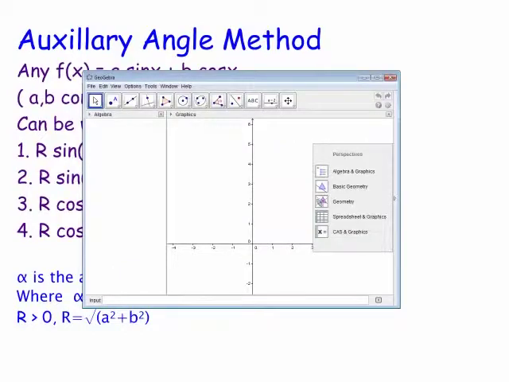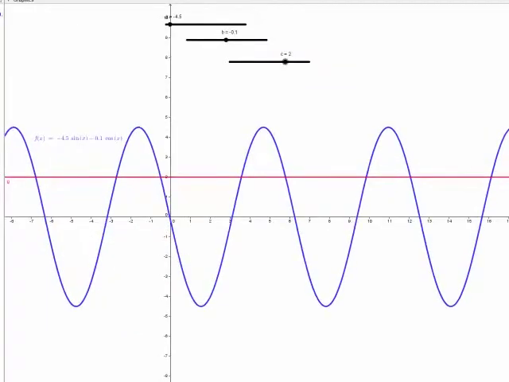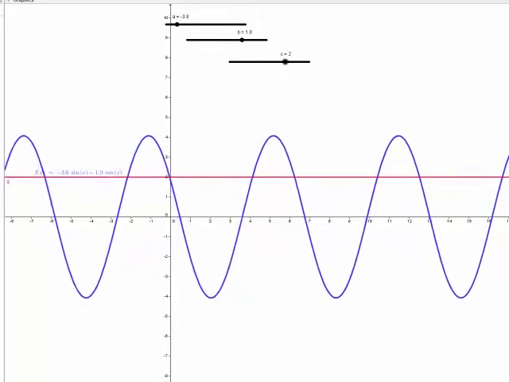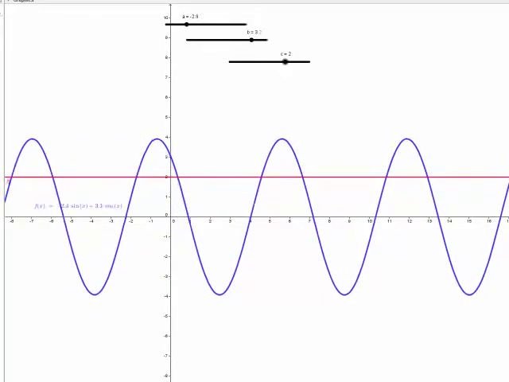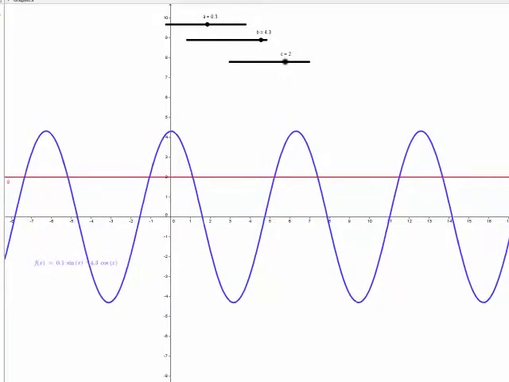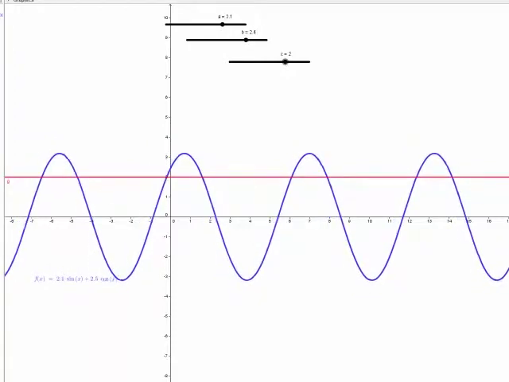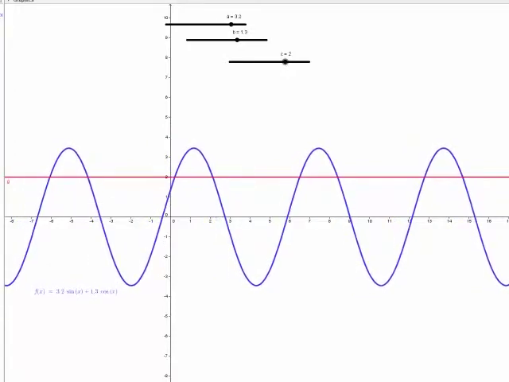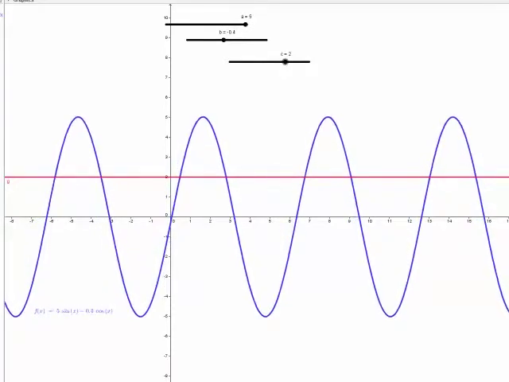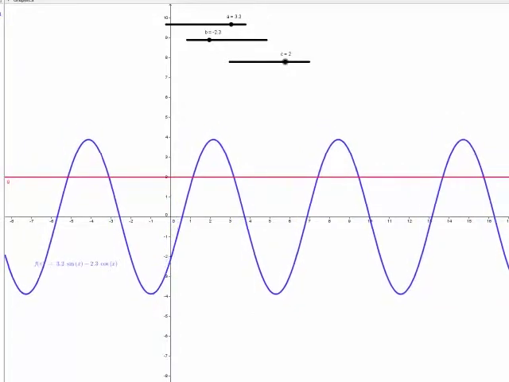Oops, that's the wrong GeoGebra. Okay, if you have a look here, this is GeoGebra, and I've just got a function. You can see it's a sin x plus b cos x. That red line is c equals 2. That's the value we're going to try and solve, and what we would be trying to find are those points of intersection of this particular graph, the blue graph, and the red line.